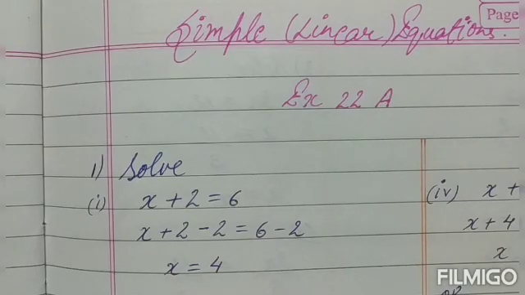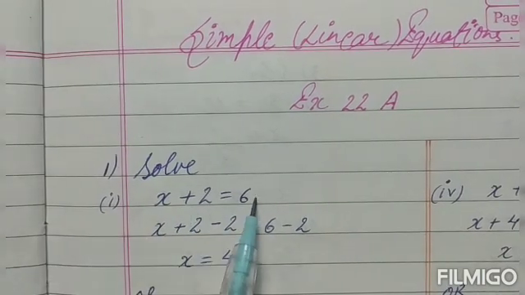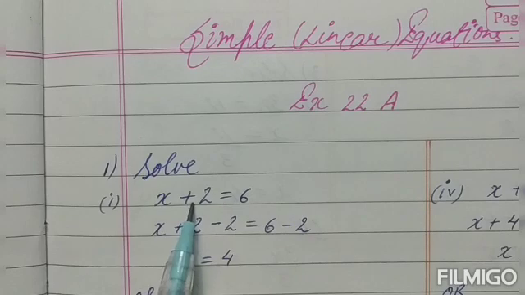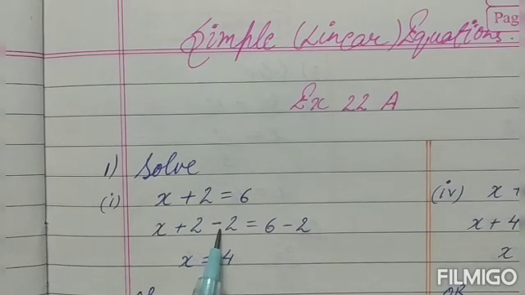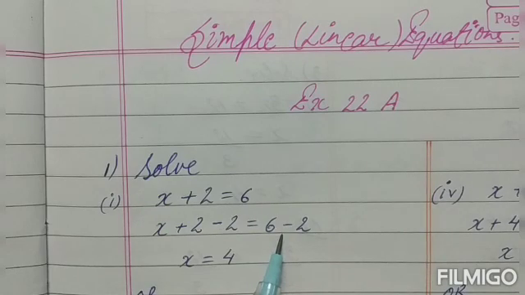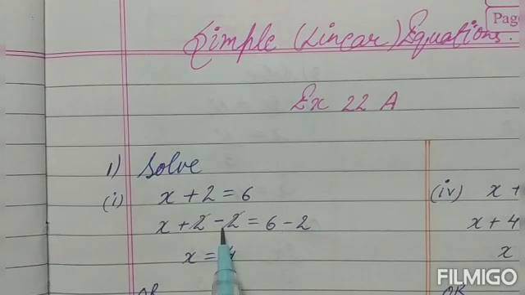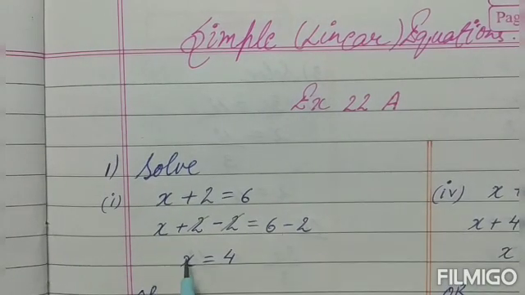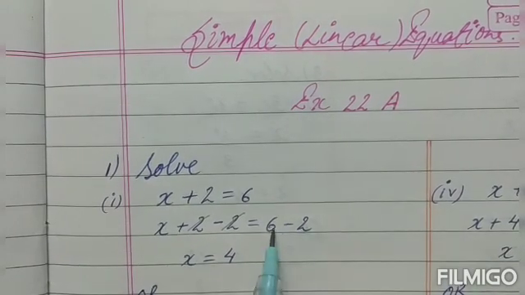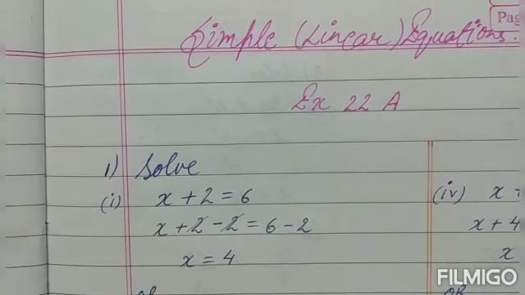Let's start with question number 1, the very first part. X plus 2 is equal to 6. Now because there is a plus 2 this side, I am going to take a minus 2 this side, and I am going to write the same minus 2 on the other side also. And now this plus 2 and minus 2 will get cancelled with each other. So we are left with x only this side, and 6 minus 2, so 6 minus 2 is 4.